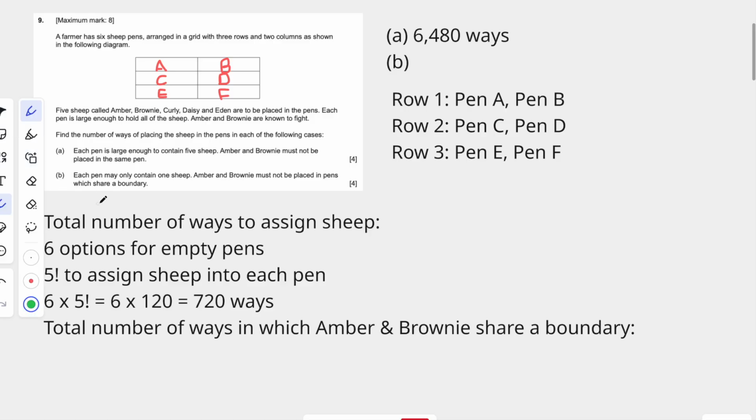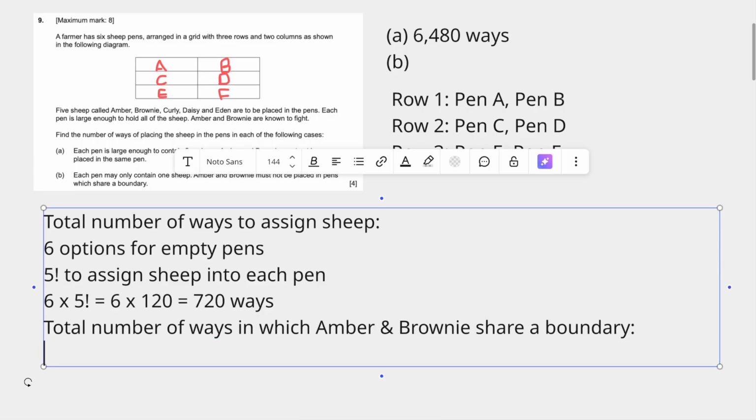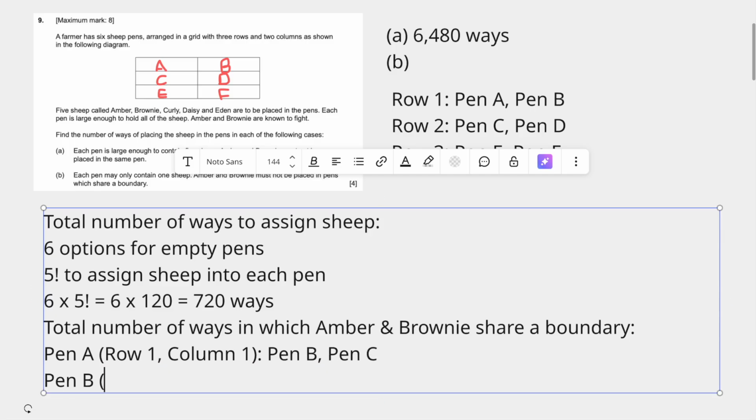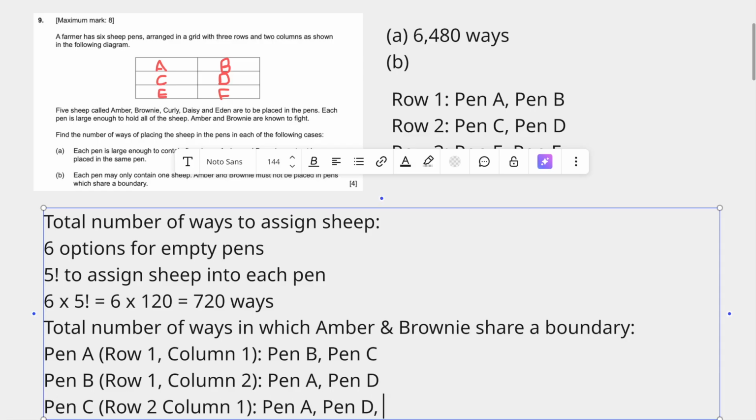Now, we calculate the total number of ways in which Amber and Brownie do share a boundary. We need to determine out of the 720 ways to assign the sheep, how many arrangements have Amber and Brownie in adjacent pens, and subtract these scenarios from 720. We can draw up the 6 pens and mark their neighbors like this. For pen A, which refers to row 1, column 1, its neighboring pens are pen B, which is on the right, and pen C, which is below. This is repeated for the other 5 pens.